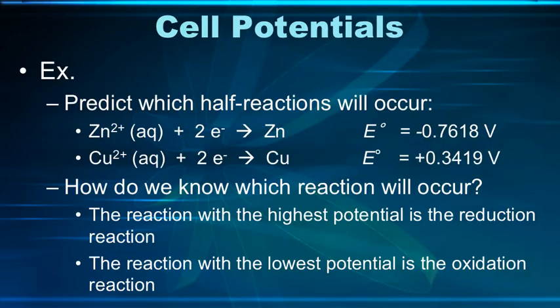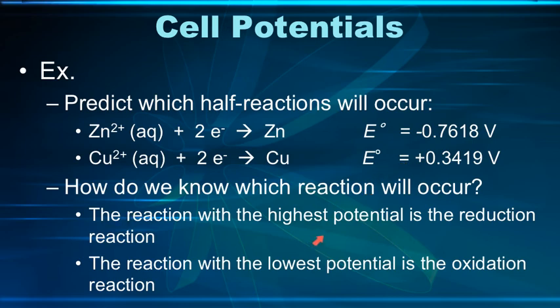Okay, so going back to our example from just a little bit ago, we knew that the zinc was actually what got oxidized, and the copper +2 ion is what got reduced. Well, how did we know that? Why isn't it that the copper ion gets oxidized and the zinc gets reduced? That has to do with the potentials, and again, those are from the previous slide. But let's talk about how we know which one's going to occur.